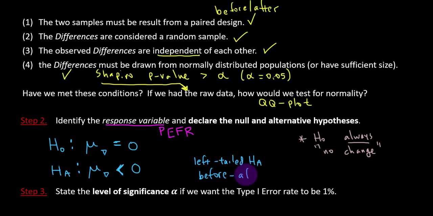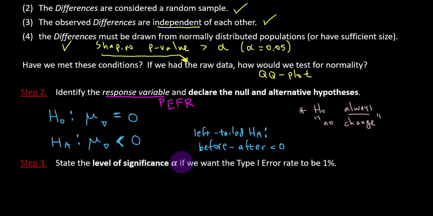Because it was before minus after, and they think the after values will be larger, those would be expected to be negative differences. If the befores and afters were swapped, then we would have written a greater than sign. So this was only an artifact of how these were computed.